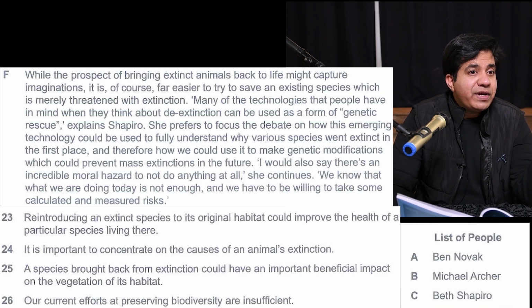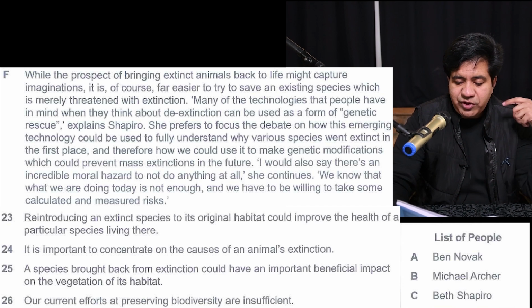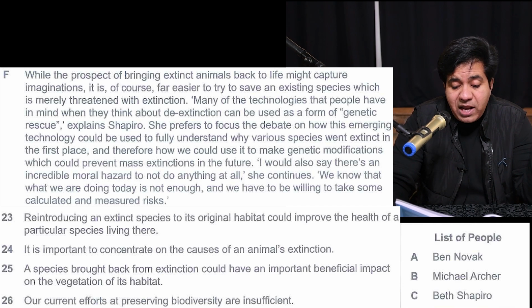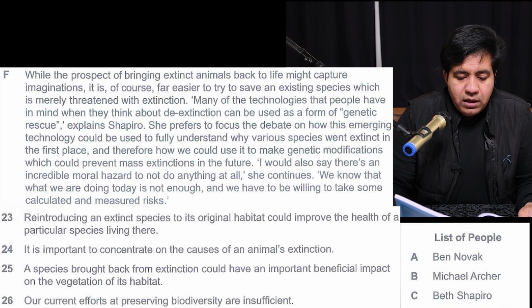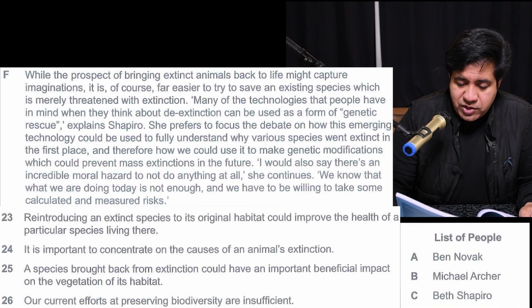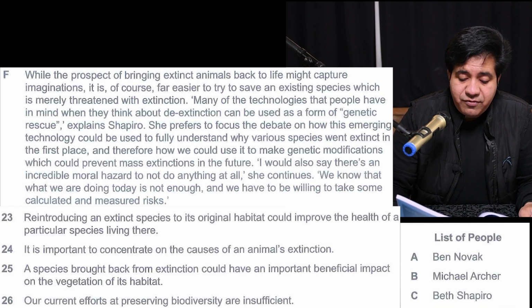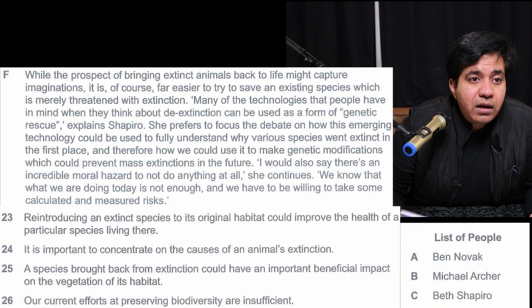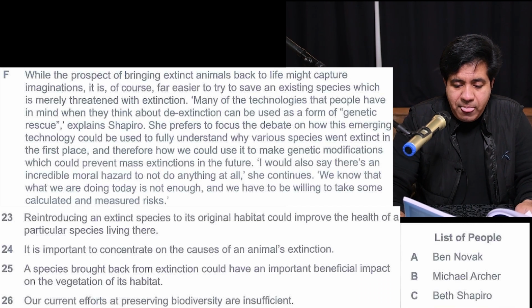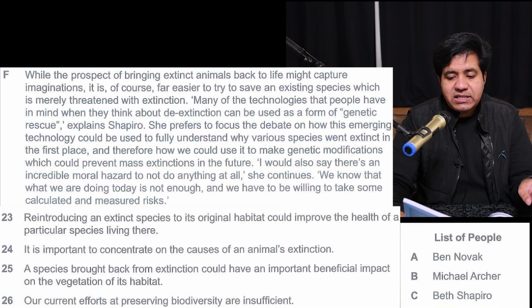All right, come to the last 2-3 lines, same paragraph F. "I would also say there is an incredible moral hazard to not do anything at all." She continues, "We know that what we are doing today is not enough, and we have to be willing to take some calculated and measured risks." 24 is actually this: it is important to concentrate on the causes of animal extinction. And 26 is: our current efforts at preserving biodiversity are insufficient. Both are almost the same. So for 24 and 26, the right answer is going to be C.